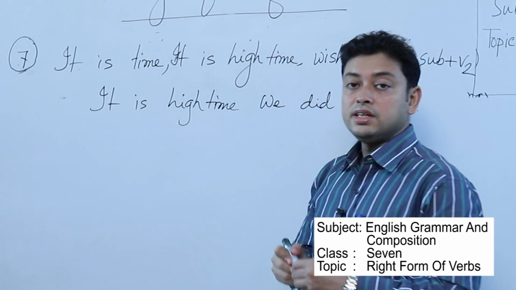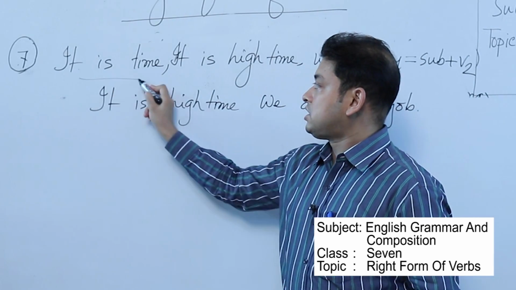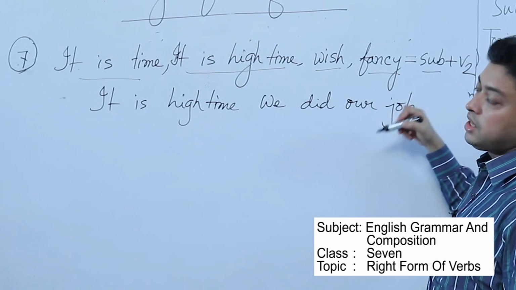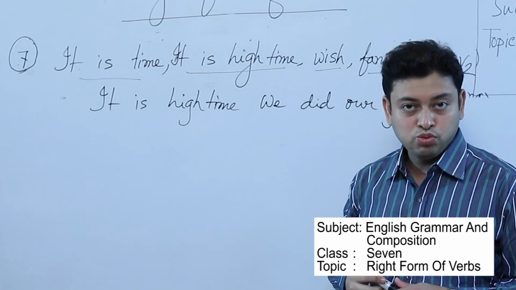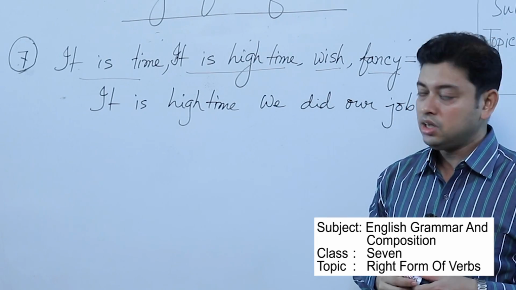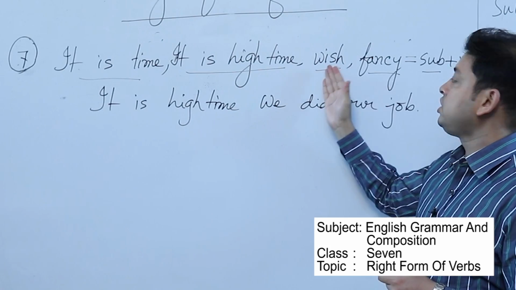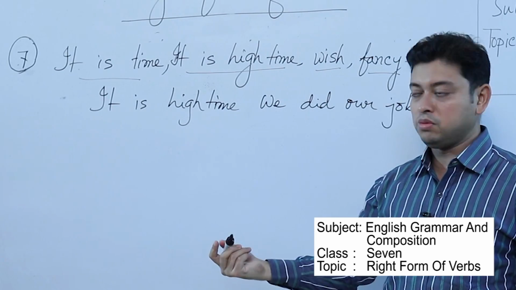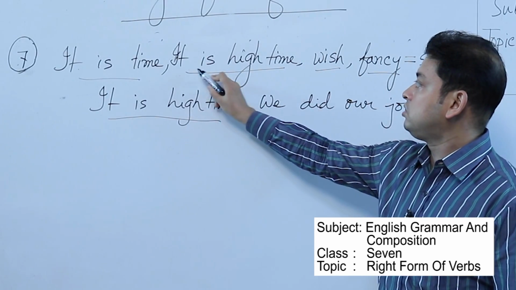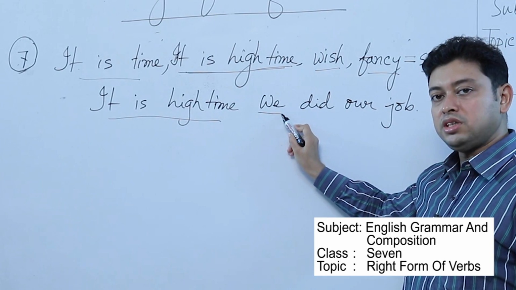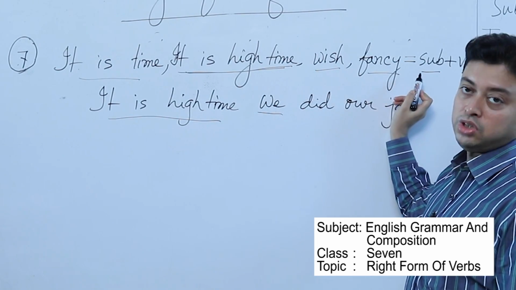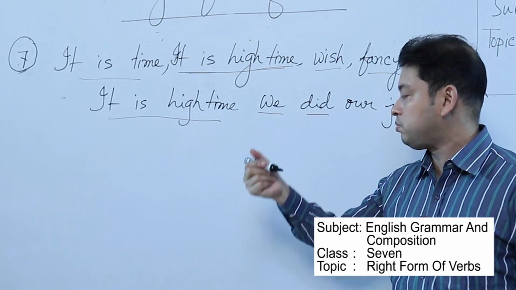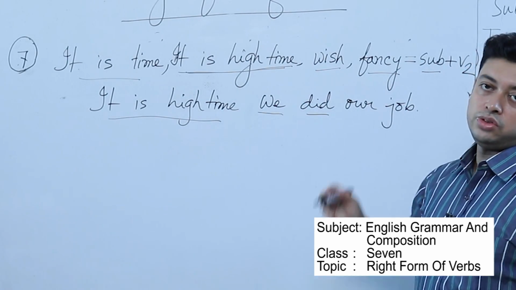If this is the case, then according to this rule, if there is it is time or it is high time or wish or fancy, and then a subject, then after this subject there will be the past form of the verb. So you have to remember these things. It is high time is there, then the subject is we, then according to this rule the verb will be V2. That means do is the main verb, it becomes V2, that means it becomes did our job.